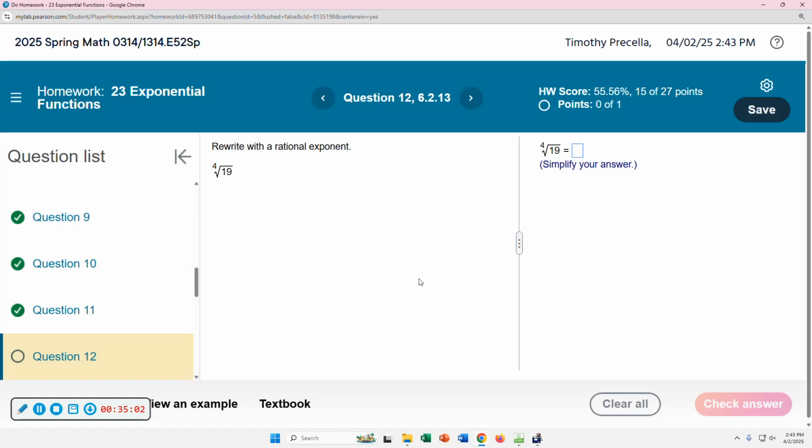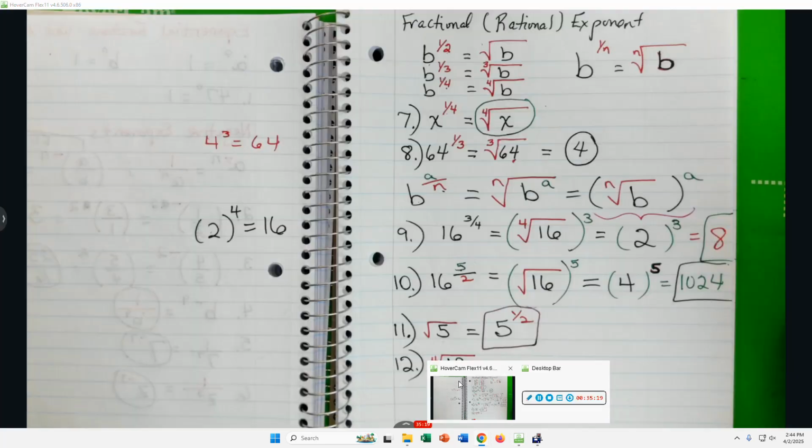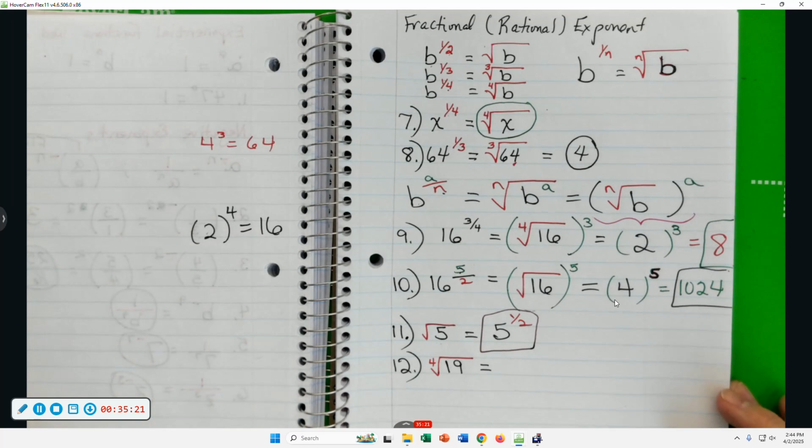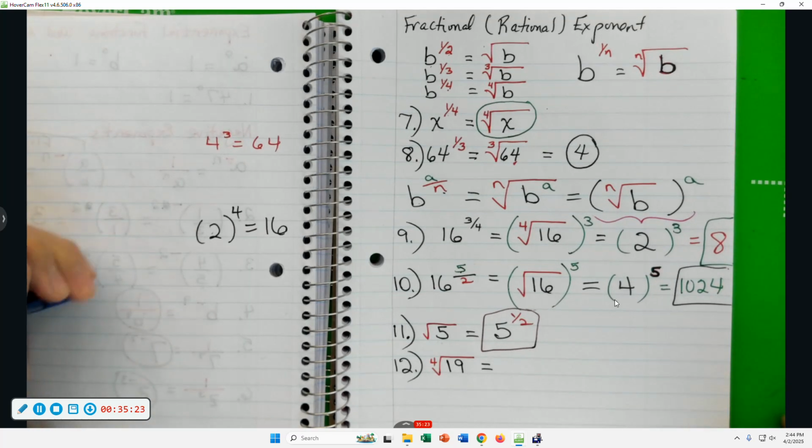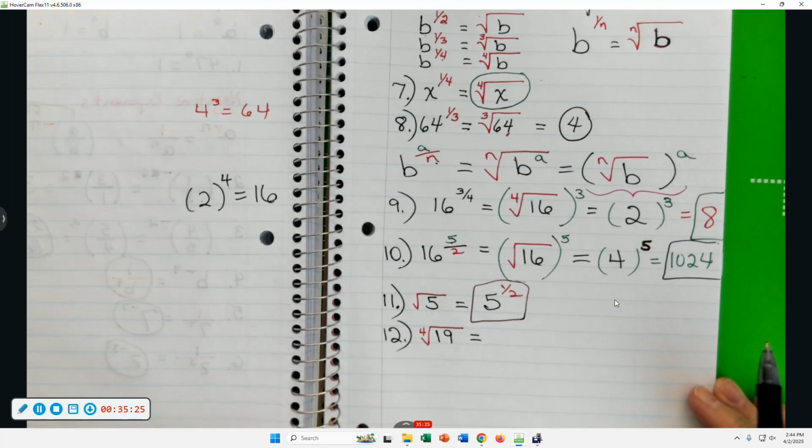One more, number 12. Oh, this is a good one. The fourth root of 19. Rewrite it with the rational exponent. That means don't use a radical, write it using an exponent. Okay? And it even gives you a hint. It's going to be a fraction. Well, yeah, rational, they're saying it's going to be a fraction.